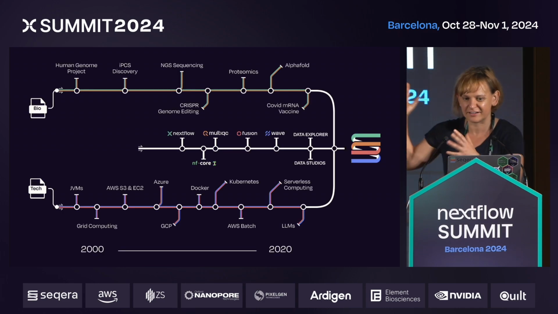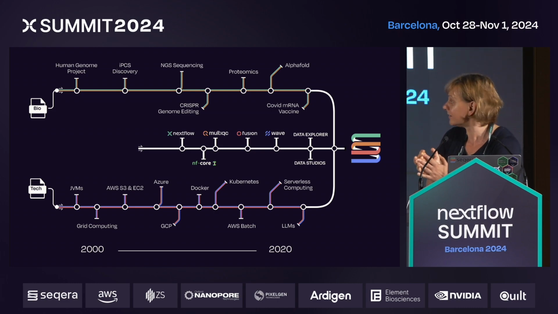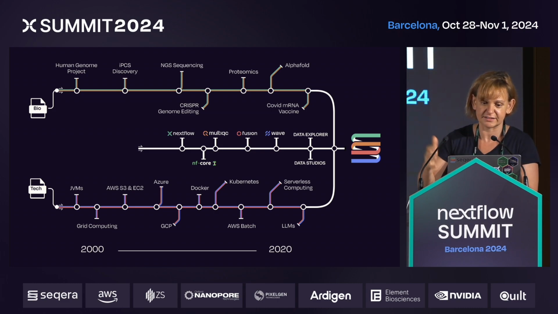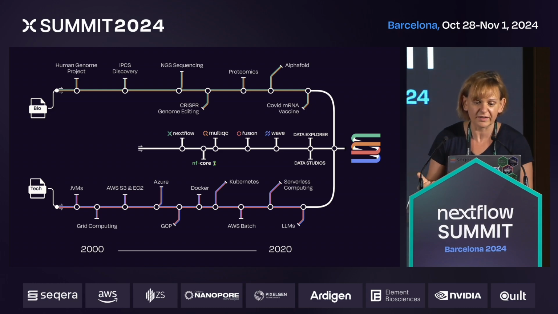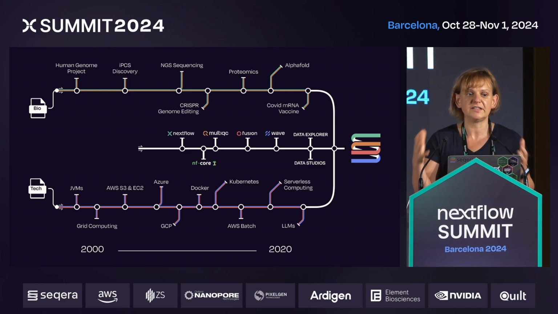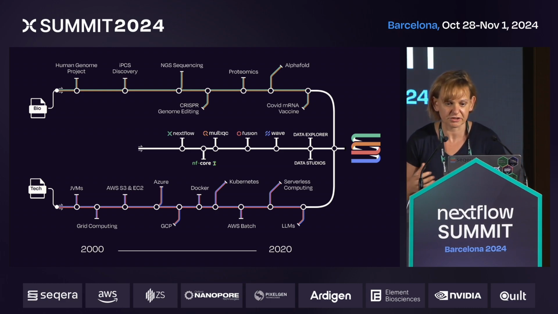You've already seen some of these subway maps. This is a little bit different. It shows the evolution of the science and technology and Seqera along with it. And I wanted to use it to illustrate really the uniqueness of the problem that we deal with as a software organization at Seqera.